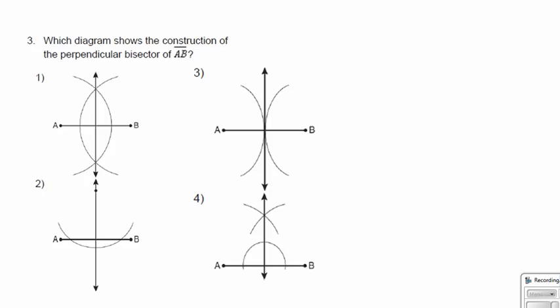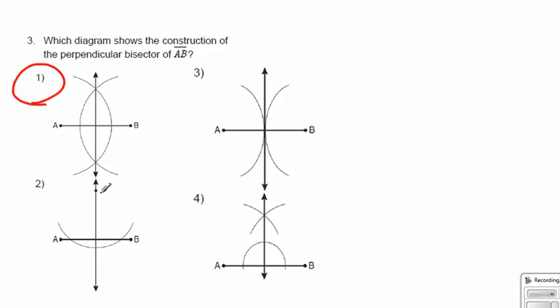All right, let us move on. Number 3, the diagram shows construction of a perpendicular bisector. Perpendicular bisector is given by, from the end of the line segment, the same radius arc has to be sketched. So the only thing that we are looking at is choice number 1.